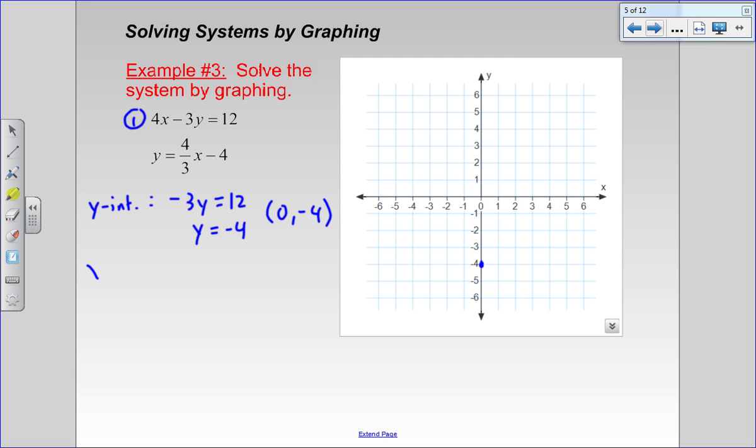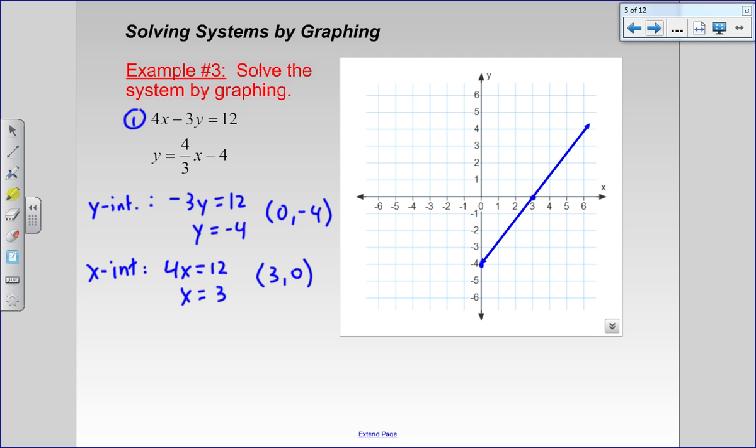The x-intercept occurs where y equals 0, so we have 4x equals 12, or x equals 3, which is the point 3, 0. Connecting those intercepts, we can form the graph of our line.